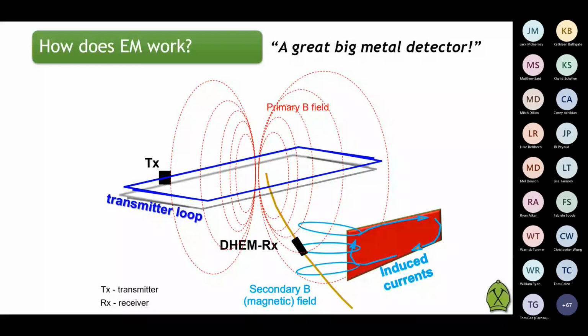The transmitter, secondary fields go pulse, pulse, pulse, pulse, and we measure them with our receiver. So what are our actual fields? Well, now this is our transmitter loop. Imagine a cross section through our transmitter loop. What are our actual fields actually doing?